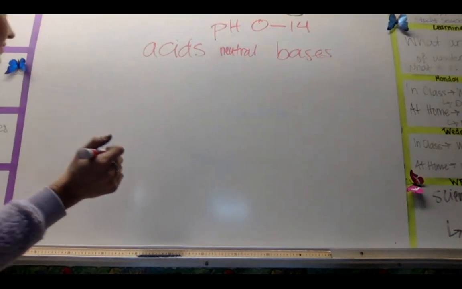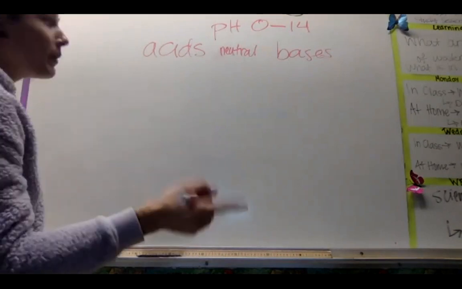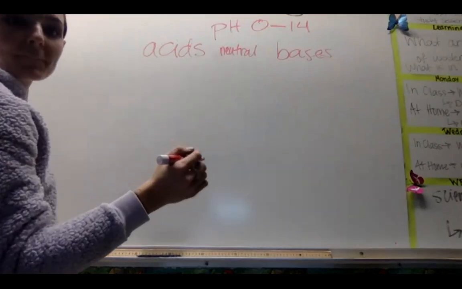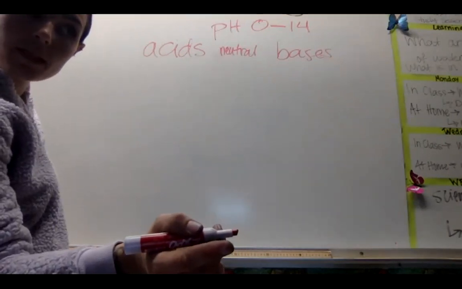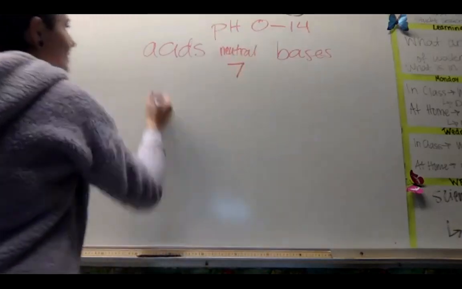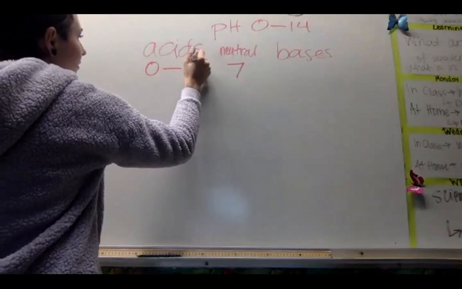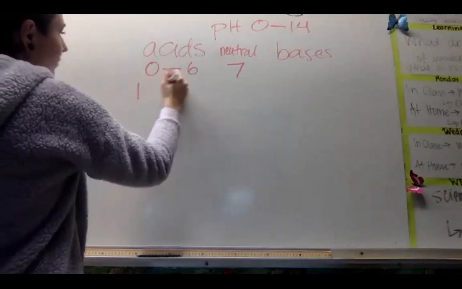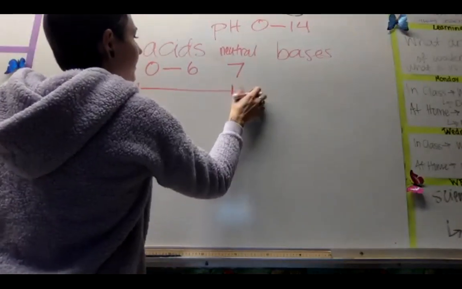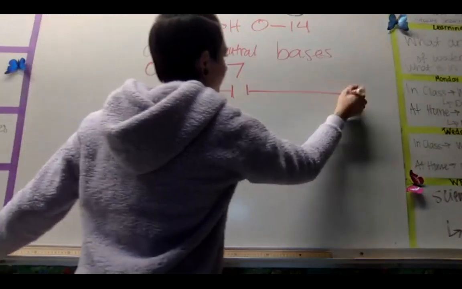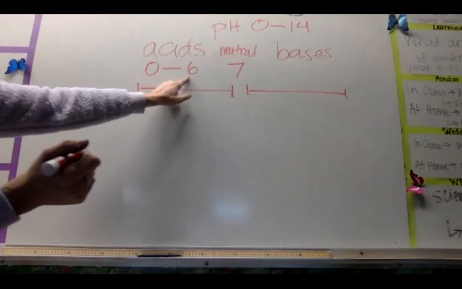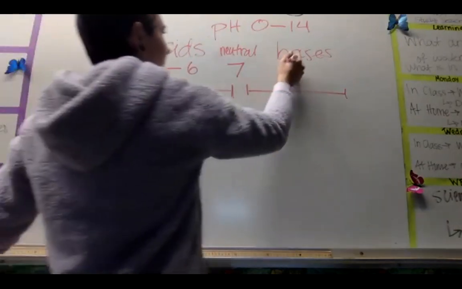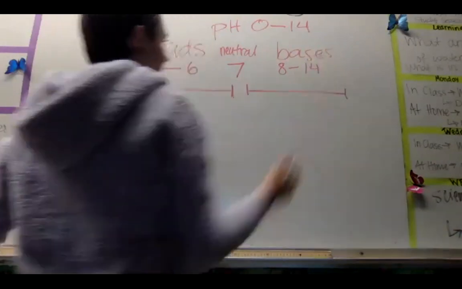Would 0 be neutral? That's a good guess, but not quite. 7's neutral, and 1 to 7 is acid. So 0 to 6 is acids, and anything up to this point on the table is acids. Okay, cool. So then what is a base? If 0 to 6 is acids and 7 is neutral, what is a base? 8 to 14. So bases are 8 to 14.